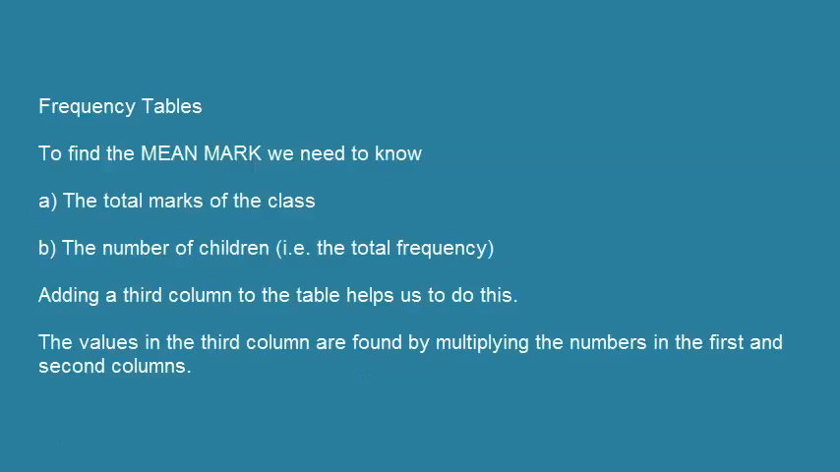To find the mean mark, we need to know A, the total marks of the class, and B, the number of children, that is, the total frequency. Adding a third column to the table helps us to do this. The values in the third column are found by multiplying the numbers in the first and second columns.